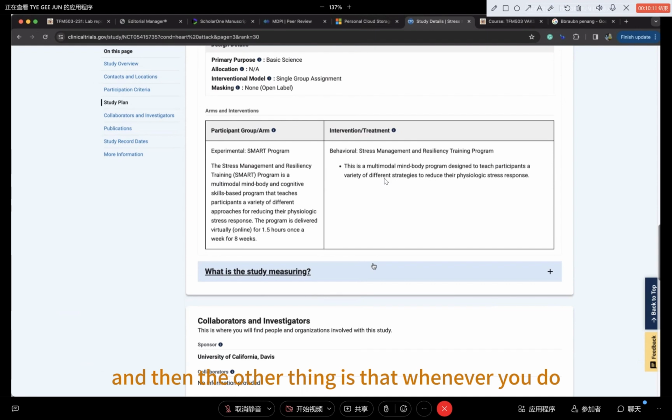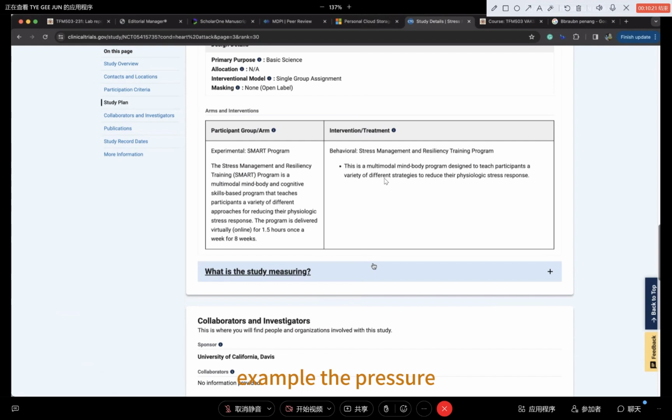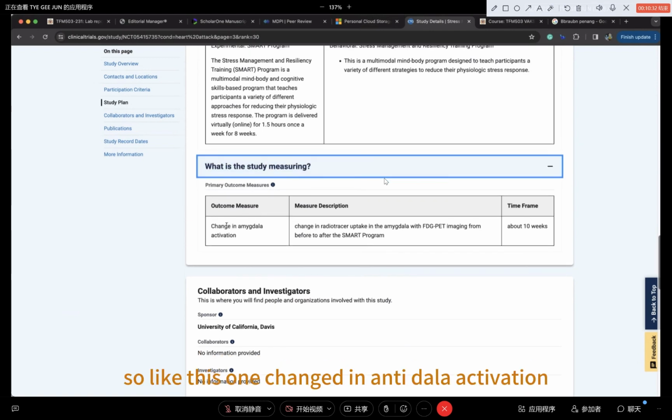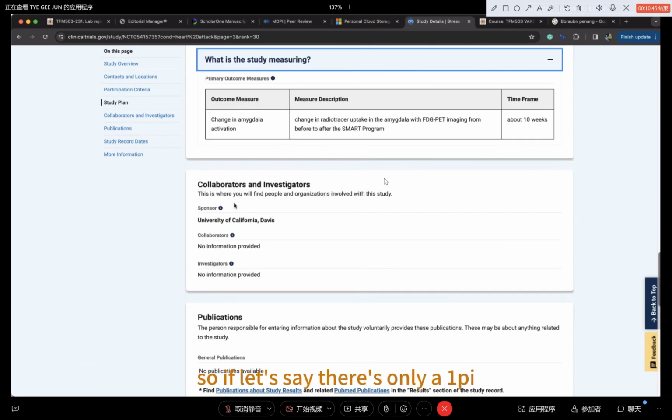And then the other thing is that whenever you do clinical trials, measurement must be important, which means that all the things that you state must be measurable. Example, blood pressure, certain cytokine level, or oxygen level. So all of this must be measurable. So like this one, change in amygdala activation. So you can see they put a radio tracer or whatever, and then they have a time frame for them to do. Okay. So after that, you have collaborators and investigators. So if let's say there's only one PI, then they'll just put one PI.